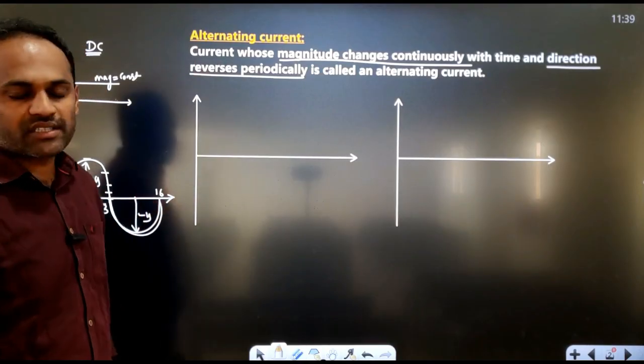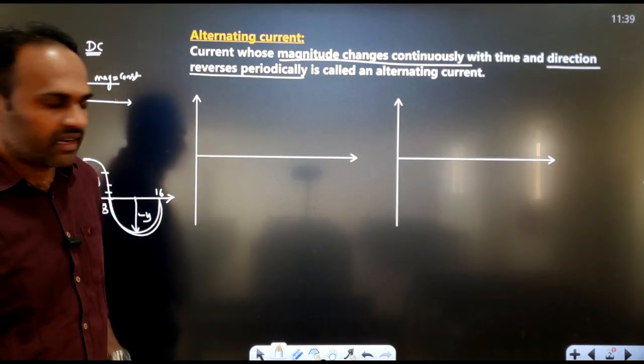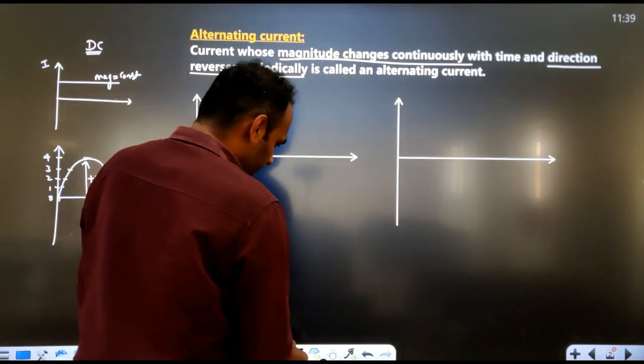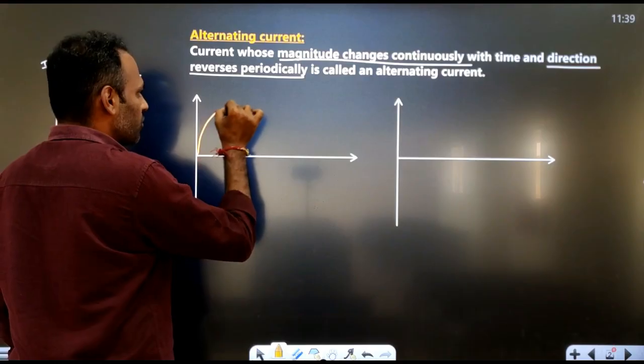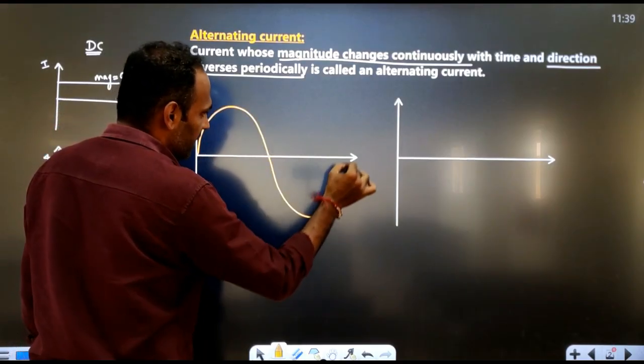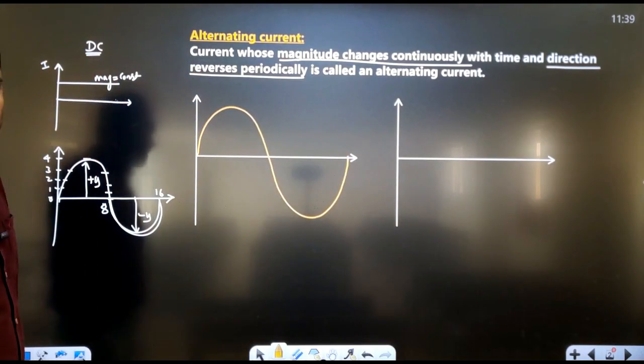That type of current is called alternating current. So we represent alternating current like this. You can represent alternating current with this sine wave or cos wave. So this is an alternating current, right? This is what we call alternating current.